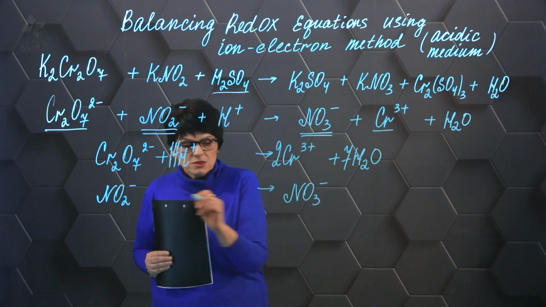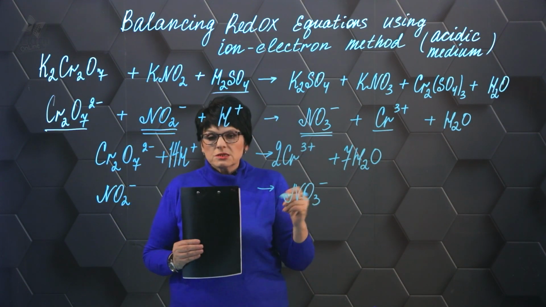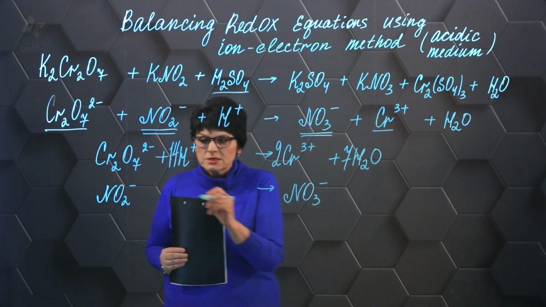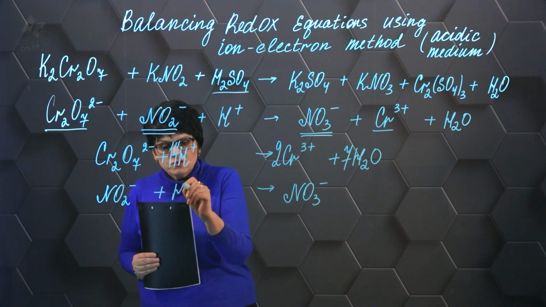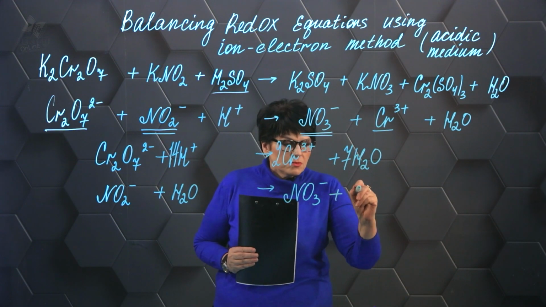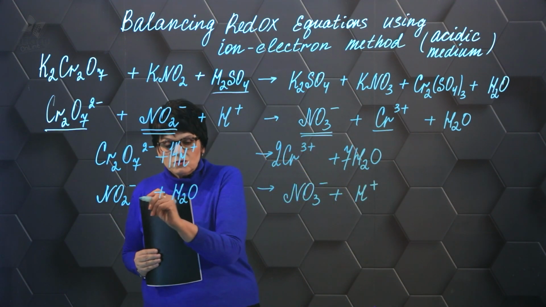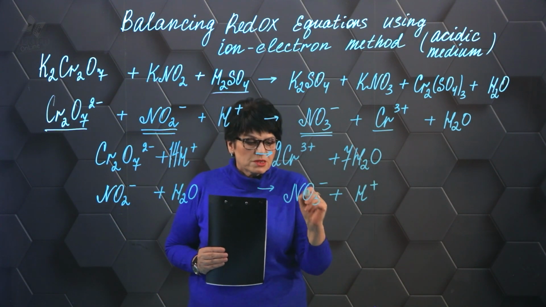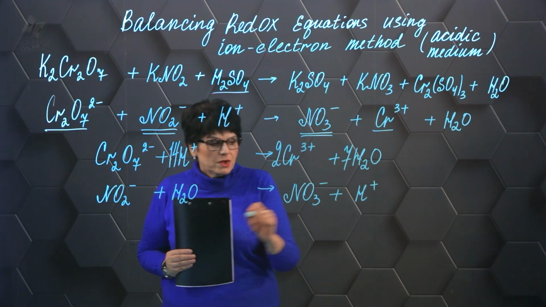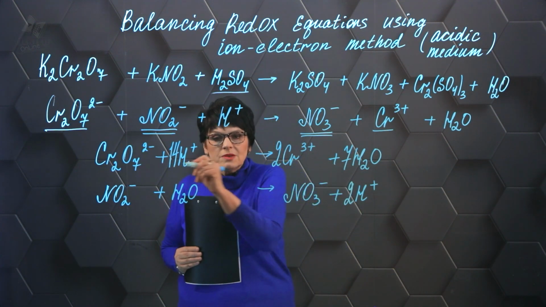Next step, for NO2, here we have 2 oxygen, here we have 3, oxygen is added. Consequently, on the left side we add water, and on the right side we get hydrogen ions. Oxygen we have 3 here, on the right side we have 3. Hydrogen is 2, we have 1 here, so we put 2 here. We've made a half reaction.